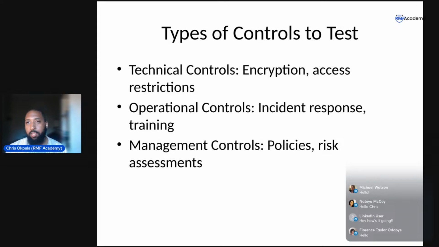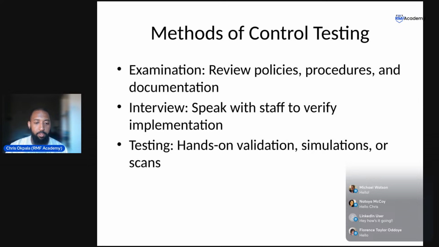Management controls, policies, and risk assessment. So there are different types of controls you test. That's going to be in the federal contracting, federal government space. So there are different methods of testing controls.